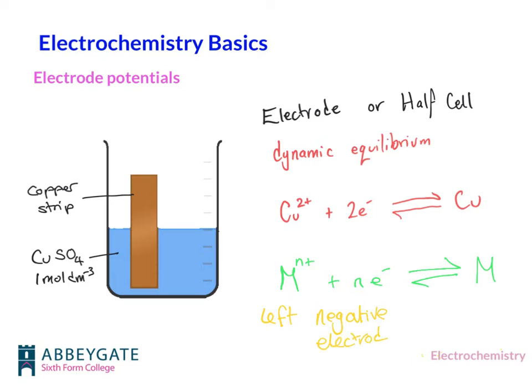And if it lies on the right hand side, then it will actually form a positive electrode because it's going to have lost electrons. Right, so we would have the positive.